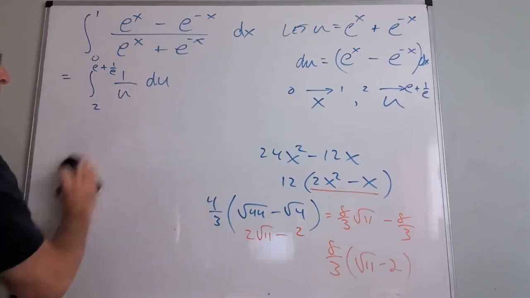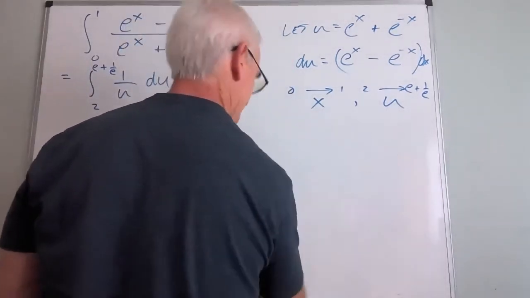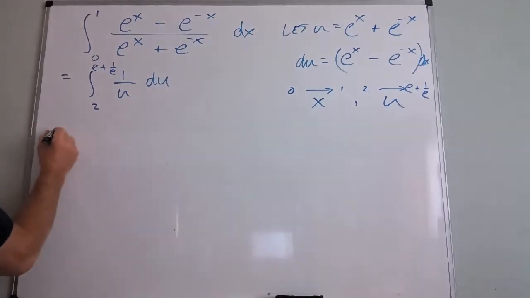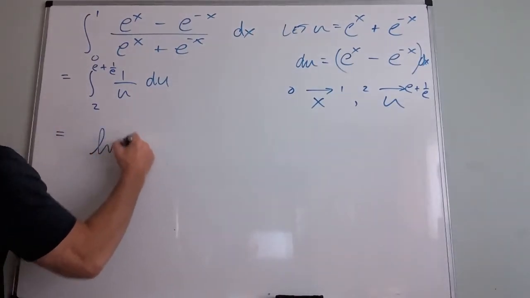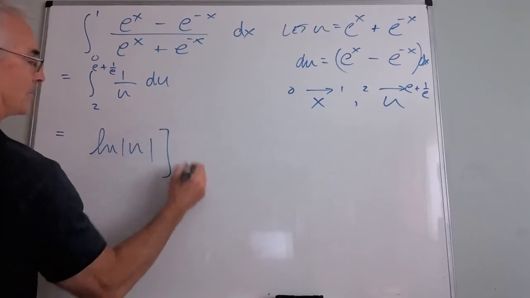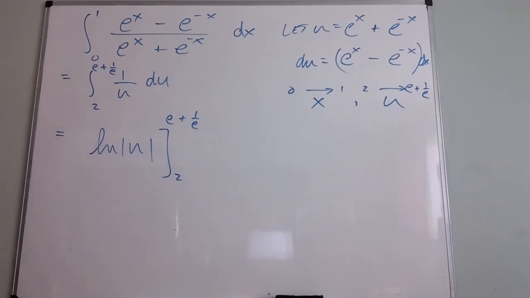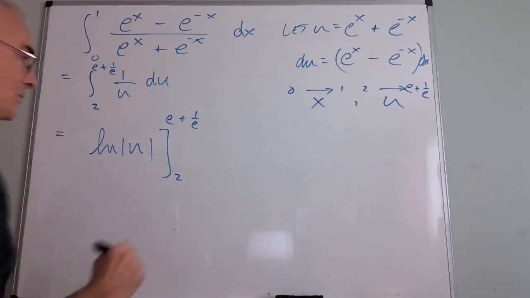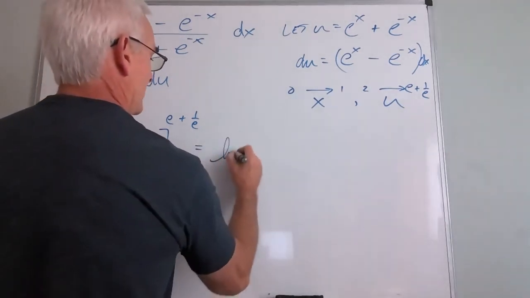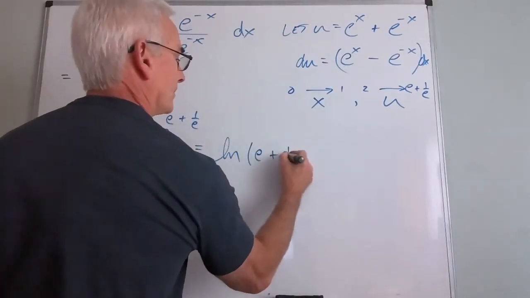Now, there's no part of the process from this point on that should trouble us. Okay, so I'm going to get natural log absolute value of u. I don't even have a coefficient to concern myself with, from 2, and then e plus 1 over e. Now, here's where sometimes people get in trouble because they're not sure about log rules. So let's just evaluate this first. So I'm going to have, this is a positive number, so I can drop the absolute value.